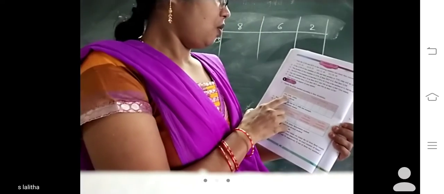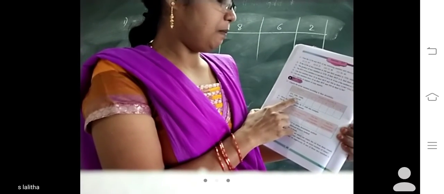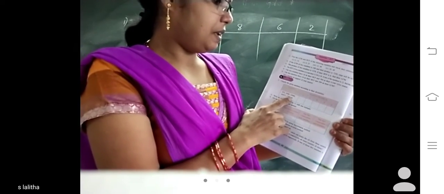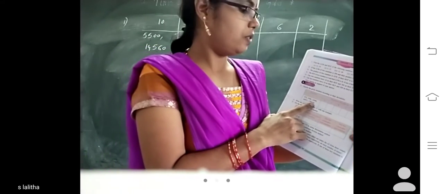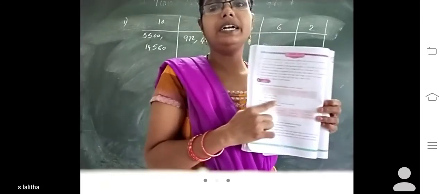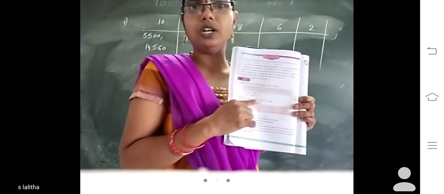Next number, 1 plus 7, 8. 8 plus 9, 17. 17 plus 1, 18. 18 plus 8, 26. 26 plus 4, 30. Is 30 divisible by 9? No, it is not divisible by 9.